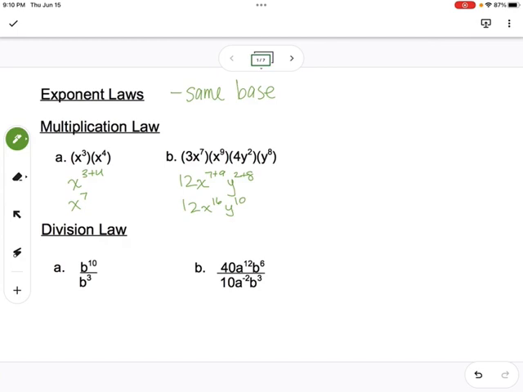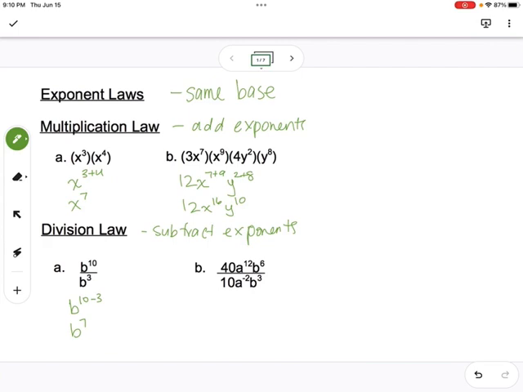Okay, now our division law. Again, we need the same base in order to simplify here. So with multiplication, we're adding the exponents. So with division, we are subtracting exponents. So the first one, we have b to the exponent 10 divided by b to the exponent 3. So that's b, 10 minus 3 gives us b to the exponent 7.